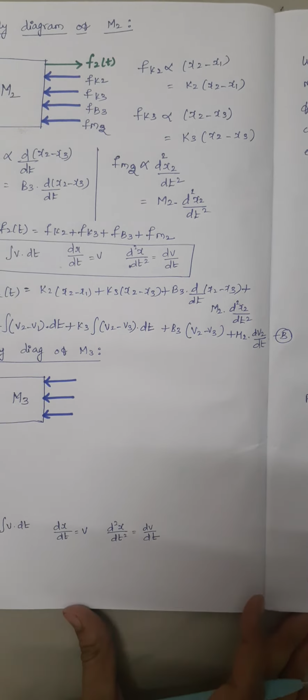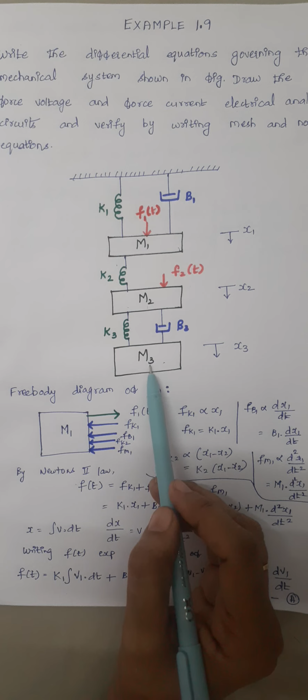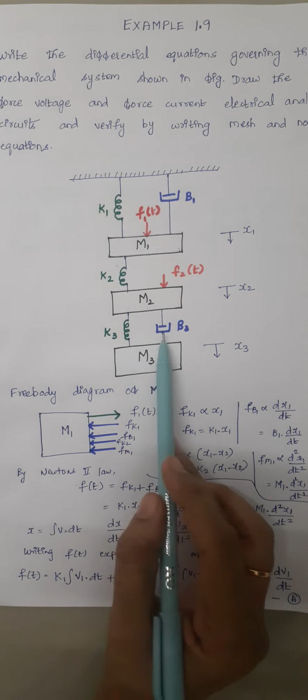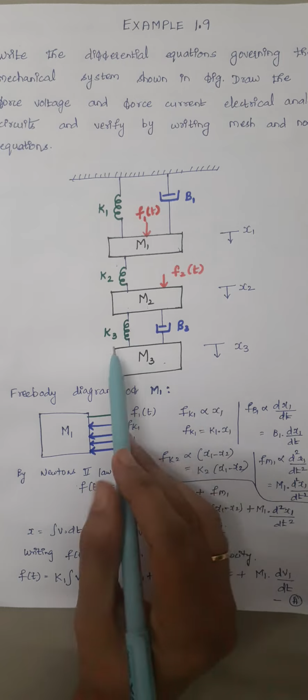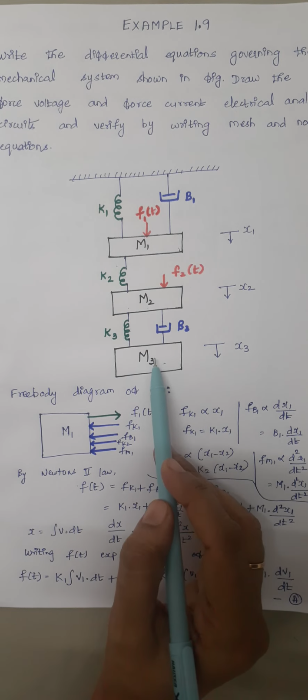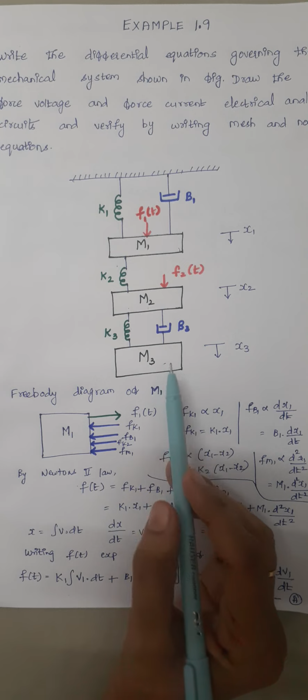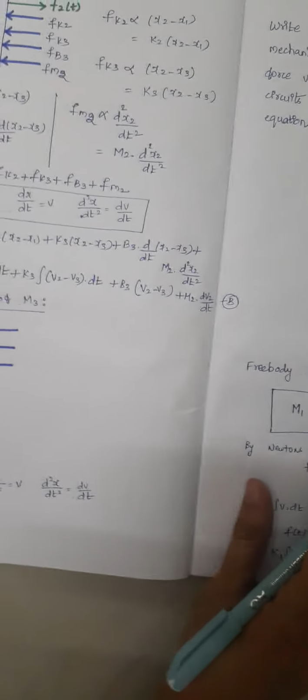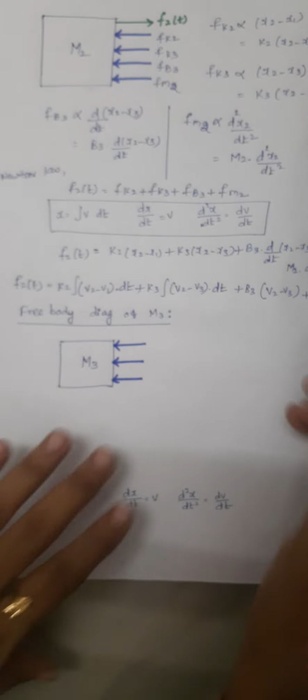Right. And the next step is I am going to draw the free body diagram of our mass M3. When you look at the problem, here I am having this mass M3, just count the number of elements connected with mass M3. Here I am having 1, 2, only 2 elements connected here, and there is no direct force applied on this mass 3. So only opposing forces will be present here, 3 opposing forces.